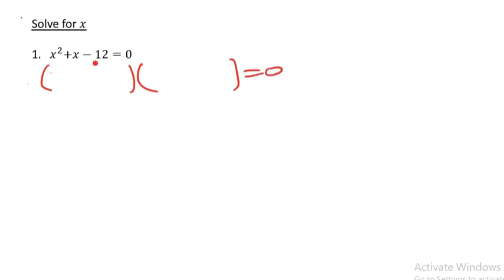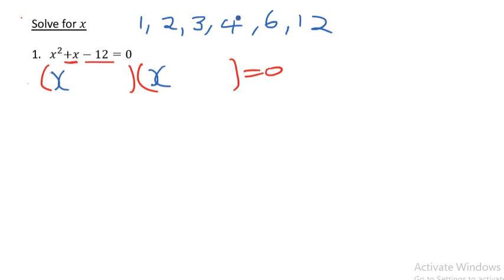In order for us to factorize this problem, we need to know the factors of negative 12 that are going to give us the middle term when we add them or subtract them. So first of all, let us find the first term. To find the first term, we multiply x by x. If you say x multiplied by x, that will give you x squared. So now let me write down the factors of 12.